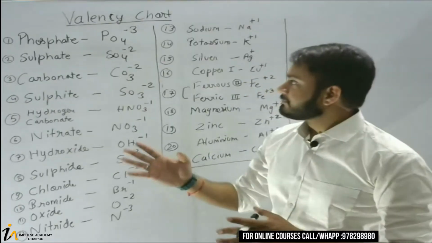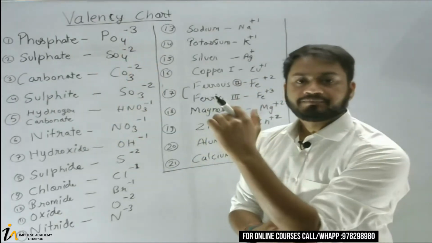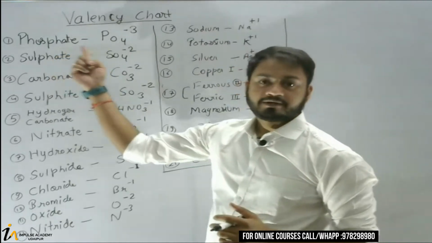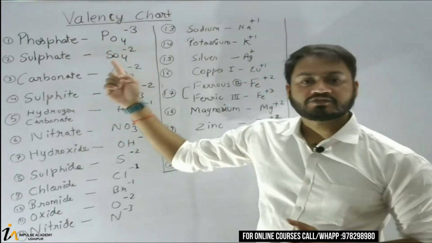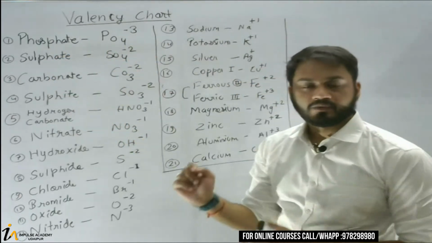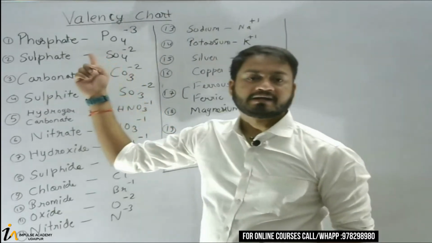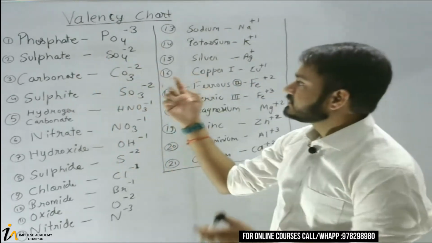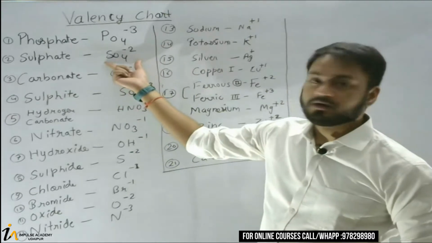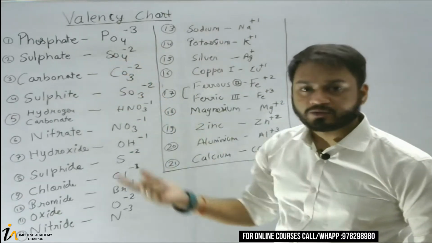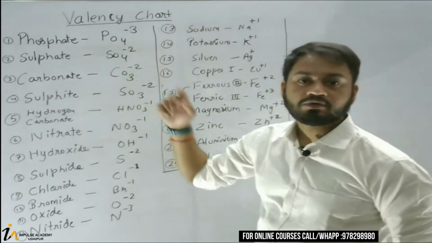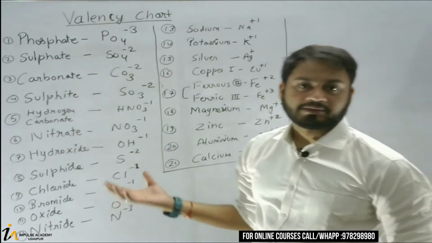So children, what happens here is this is a valency chart. Now in this, phosphate is PO4 minus 3, and minus 3 is the valency of phosphate. Okay, these are called the polyatomic ions. Basically, यहाँ पर दो एटम्स कंबाइन होकर जो बनता है उसको पॉलीएटॉमिक बोलते हैं, और उसका जो चार्ज होता है वो अपने को चार्ट के थ्रू वैलेंसी के थ्रू दिया गया है.